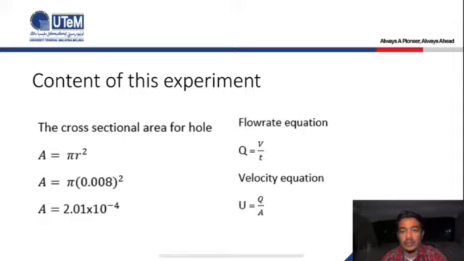That is, we calculate the area. We use the equation for area equal to pi r squared, and for the flow rate we use Q equal to volume over time, and for the velocity we use U equal to Q, that is the flow rate, over A, the area.